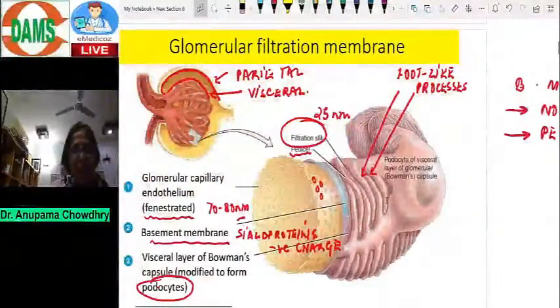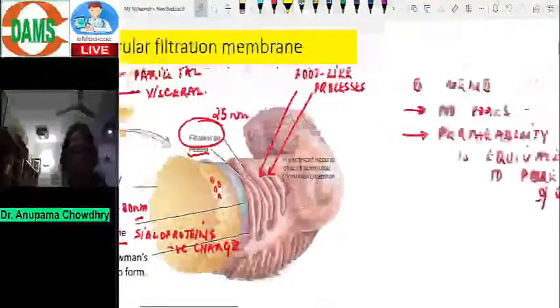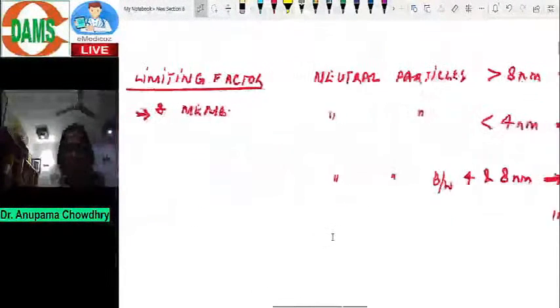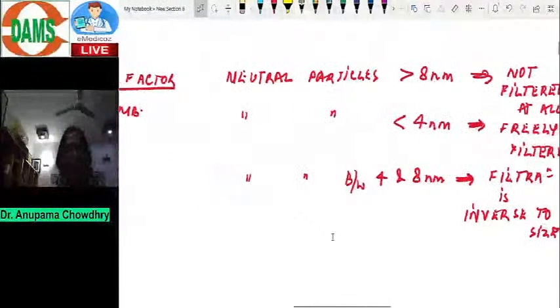Glomerular filtration membrane, what are the three parts? What is limiting filtration? Basement membrane. Limiting factor for filtration is basement membrane. Neutral particles more than 8 nanometers are not going to be filtered at all. Less than 4 nanometers are freely filtered. Between 4 and 8 nanometers, filtration is inverse to size.